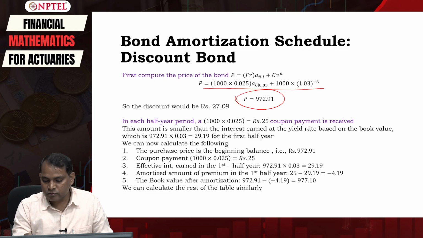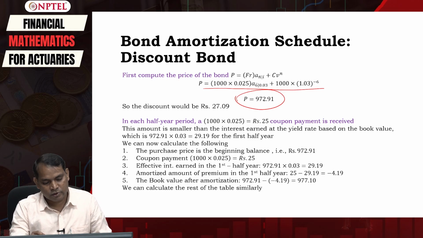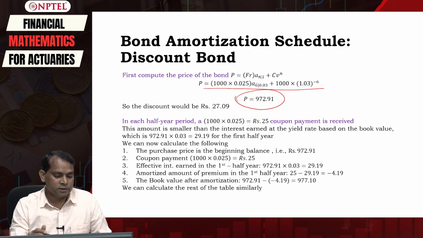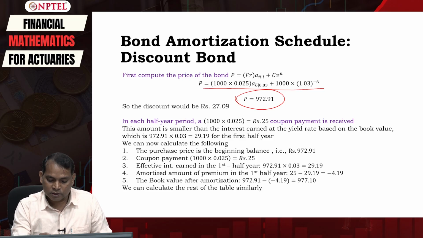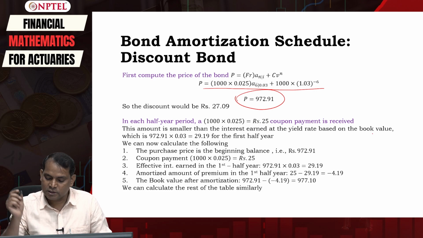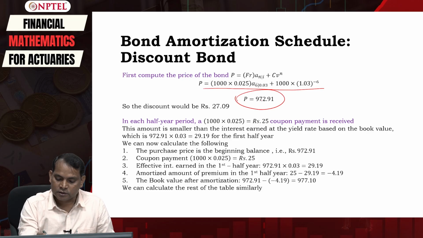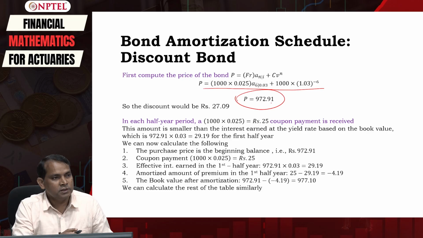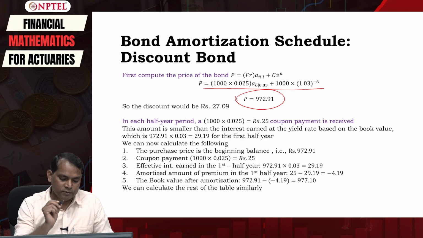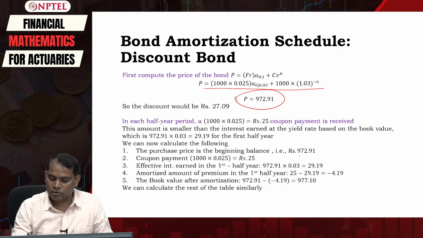Again, just the way we have understood, in each half year period, a 25 rupees coupon payment is made. So this amount is smaller than the interest earned at the yield rate based on the book value. The yield rate based on the book value is what? This one multiplied by the 3% yield rate, that is 29.19 for the first half year. And you can easily compute the rest as we have already computed.